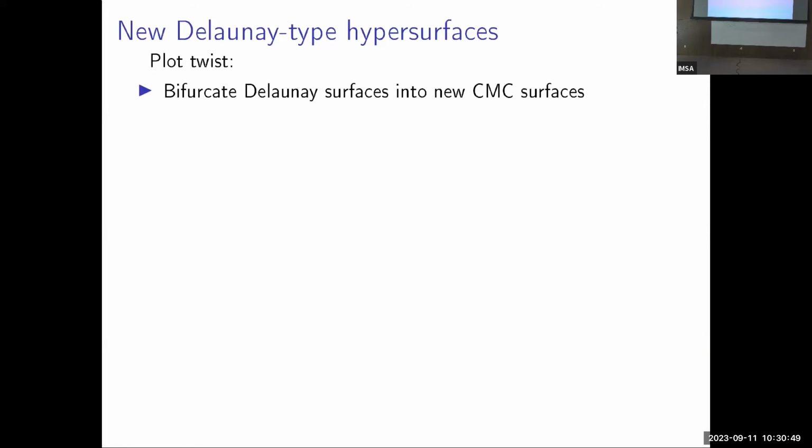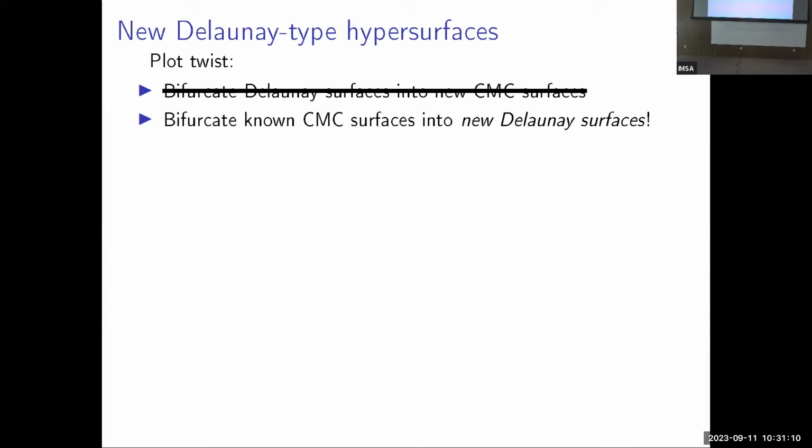And also, I decided that in order to commemorate this ancestor of mine, I should do something about generalizing the Delaunay surfaces. And so I studied this problem of bifurcating Delaunay surfaces into CMC surfaces, and we call them new Delaunay surfaces.